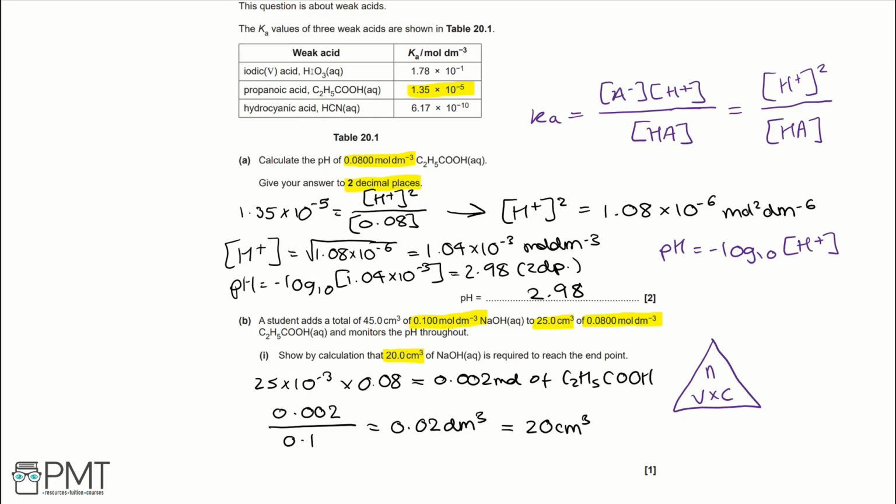To get the mark for this question, you must show that you need 20 centimeters cubed by doing the working as I've done now. So working out the moles of C2H5COOH, and then using these moles to work out the volume of NaOH that you use. This gets you the mark for the question.